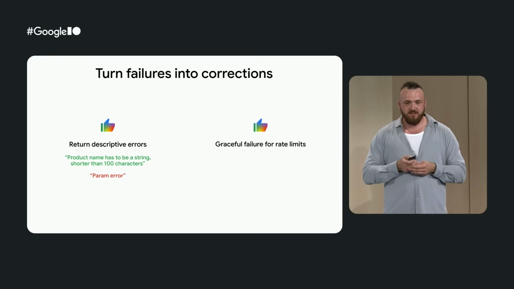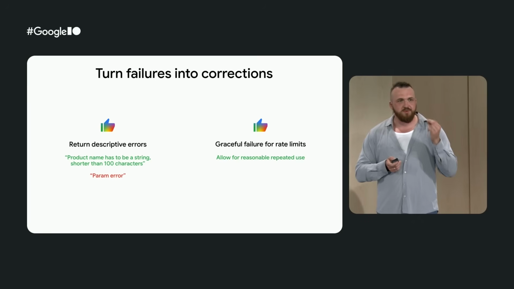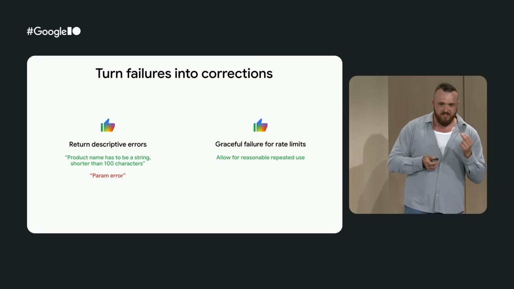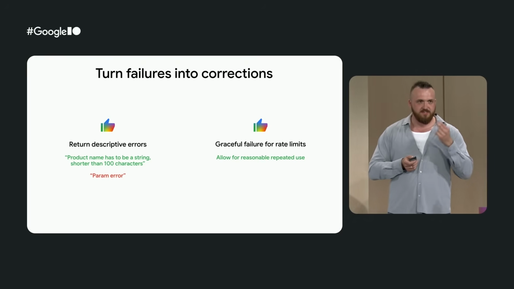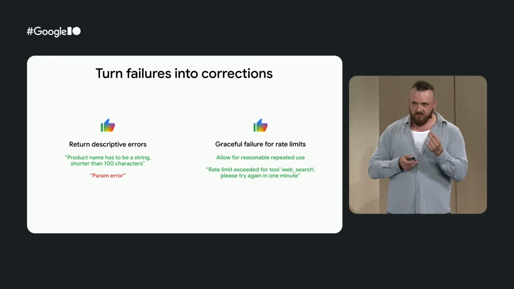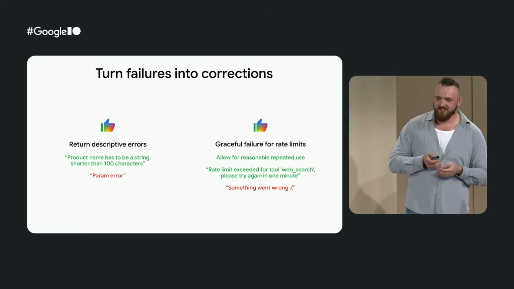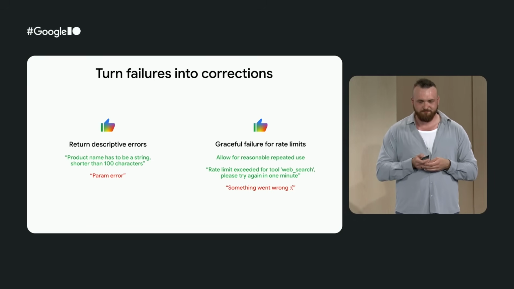Graceful failure for rate limits. Tools should allow for reasonable repeated use, for example, when comparing prices or doing search, right? If rate limited, return a meaningful error. So, not a bad error, right? Something went wrong. Very hard to recover.